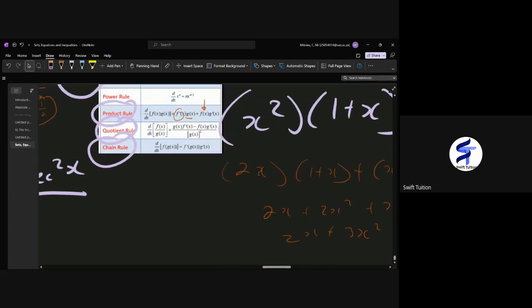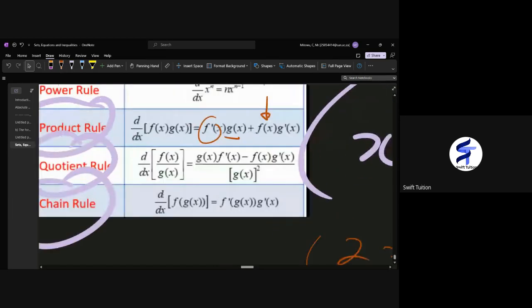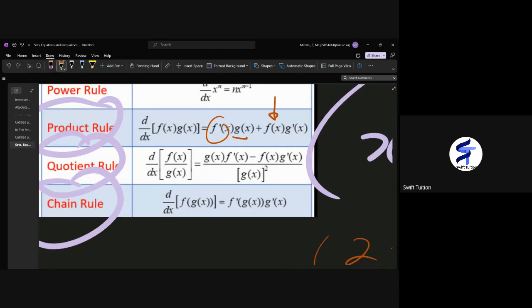The quotient rule is literally the exact same principle: you differentiate the numerator, multiply by the denominator unchanged, subtract instead of plus, then the numerator remains unchanged, multiplied by the derivative of the denominator, all over the denominator squared. That's going to be particularly important. So that's the product rule, that's the quotient rule.